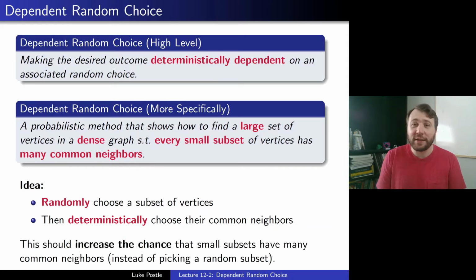Intuitively, this should increase the chance that small subsets have many common neighbors, instead of just picking some random set and hoping for this. That needs to be borne out in practice, of course, and we'll get to the details and the conditions to make this work. But the hope is that by randomly choosing a set and then deterministically choosing their common neighbors, it's very likely that most of these sets actually have many common neighbors. So that's the high-level idea. Now let's see it in practice.